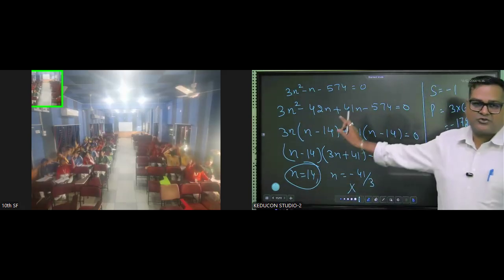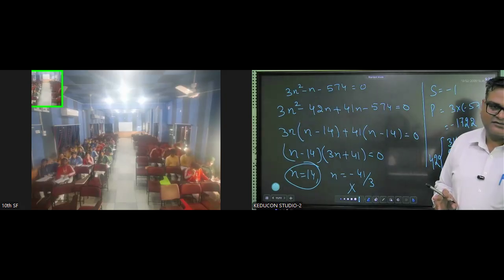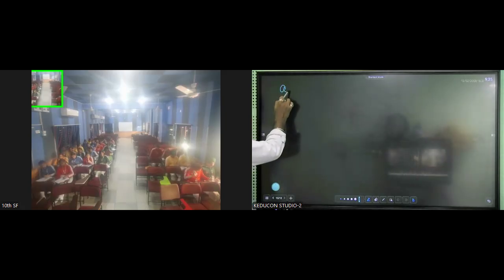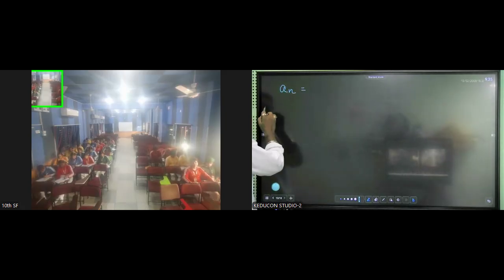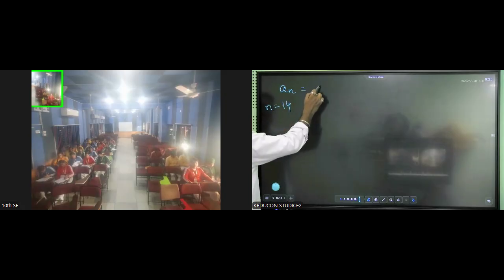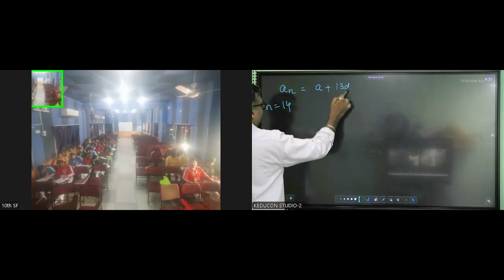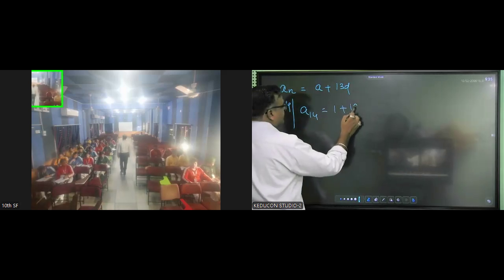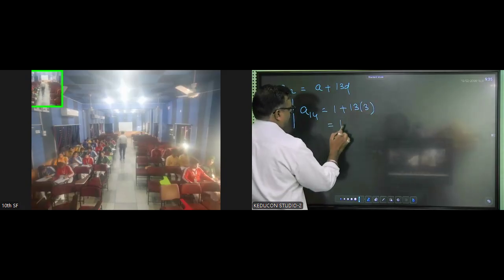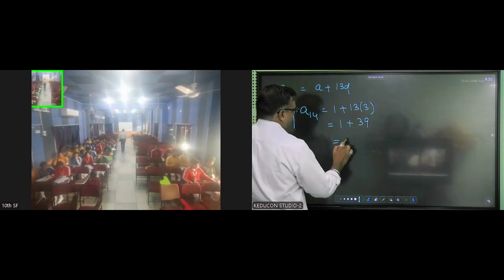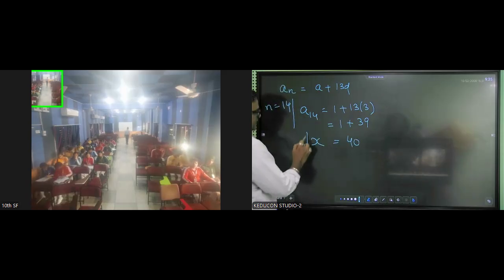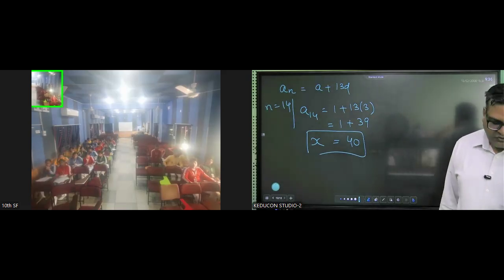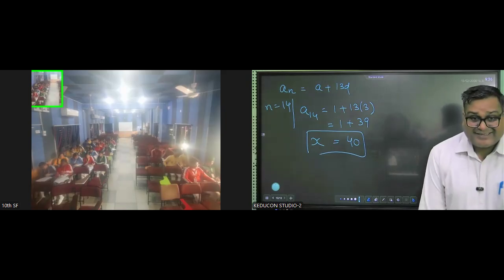Does any student have a doubt in this question? You can ask. It seems to be a simple question, but not that simple. Now you have to find an, right? Where n is 14, that will become a plus 13d. What is a? a is 1, d is 3. So this becomes 1 plus 39, that is 40. So the value of x will be 40. So this way you can solve this equation. Is this clear, children? Is this clear or not?